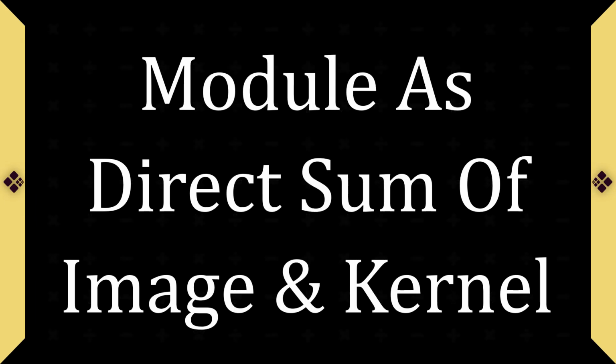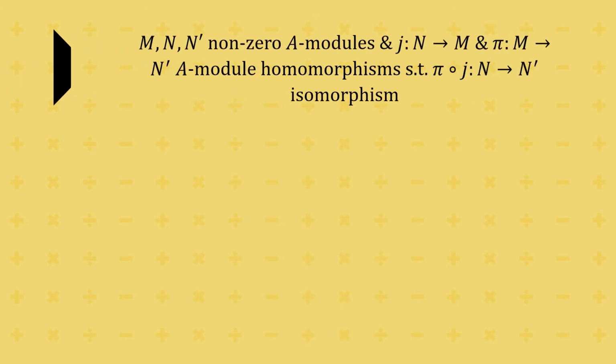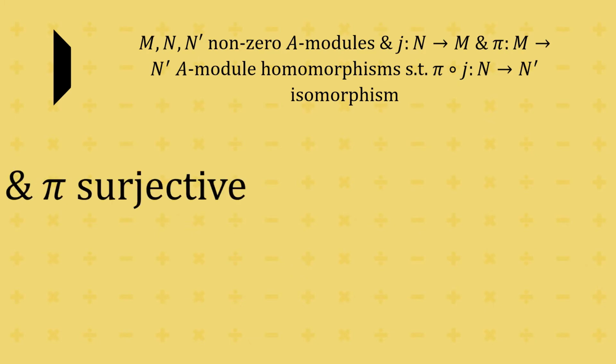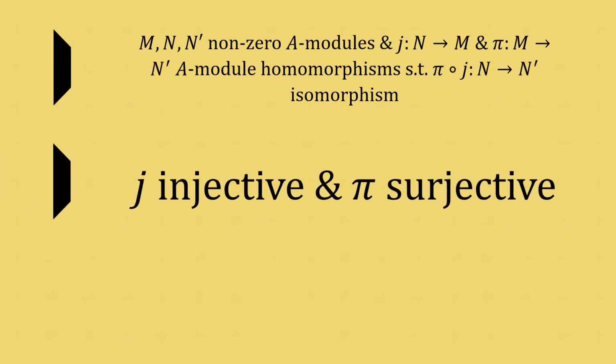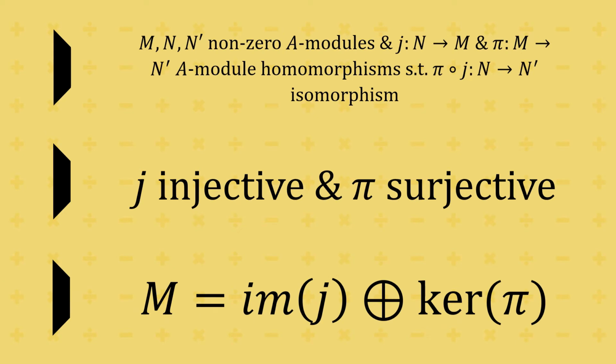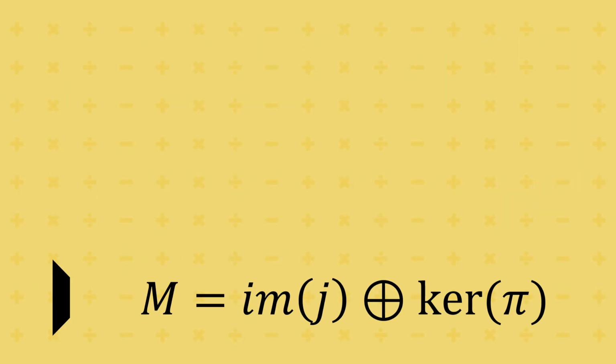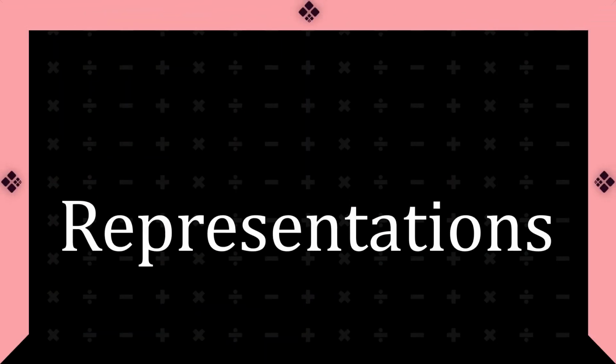Next, we're going to give a way of writing a module as the direct sum of an image and a kernel. Let M, N, and N' be non-zero A modules, and let J from N to M and pi from M to N' be A module homomorphisms such that pi circ J from N to N' is an isomorphism. Then J is injective and pi is surjective, and we get that M is equal to the direct sum of the image of J and the kernel of pi.